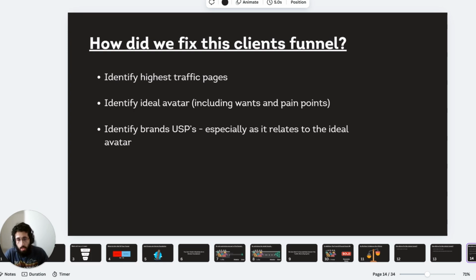And then we also wanted to identify brand USPs, especially as it relates to the ideal avatar. And so a brand might have 10 USPs, and you can spend a tremendous amount of time and energy marketing and promoting a handful of USPs that your target demographic actually does not care about. If you have 10 USPs, your target demographic might only care about 3 or 4 of them. So instead of wasting a lot of time marketing the ones that your target demographic doesn't care about, you can market the ones that the target demographic actually does care about, and that's going to be much more efficient again.